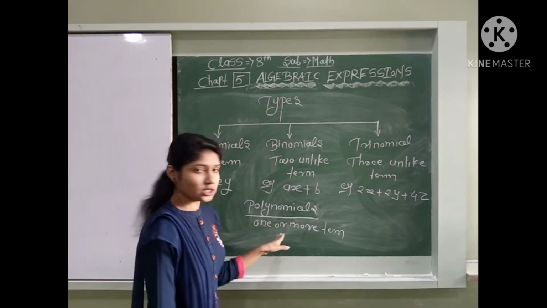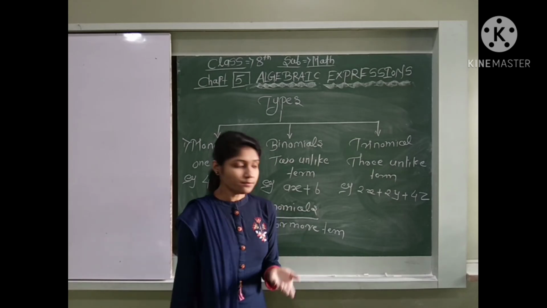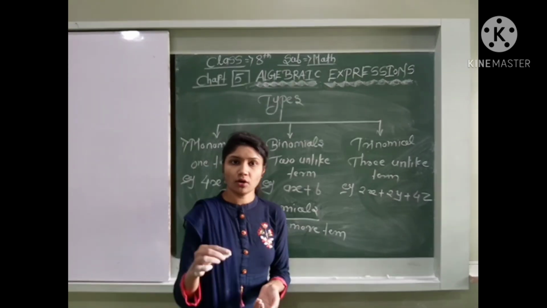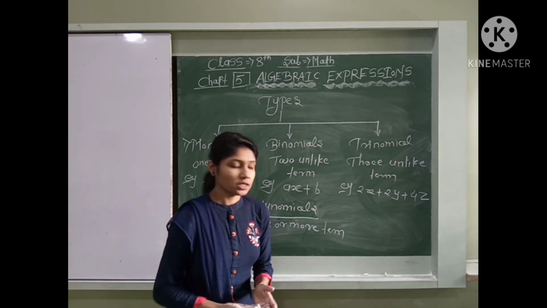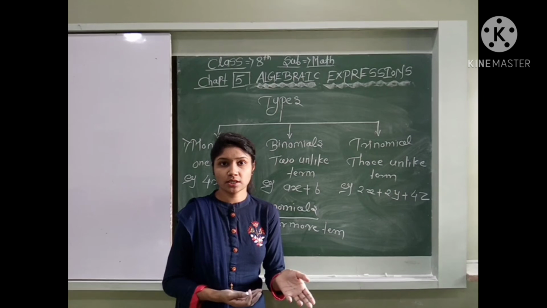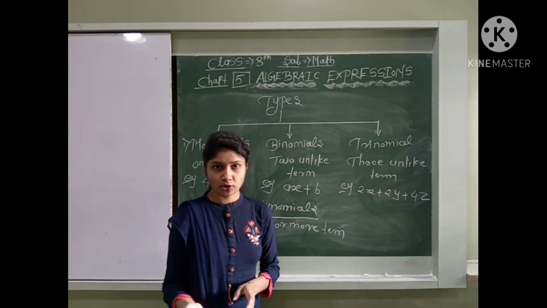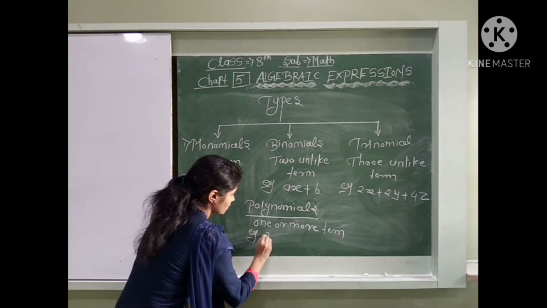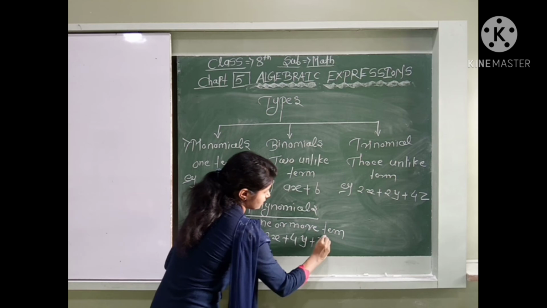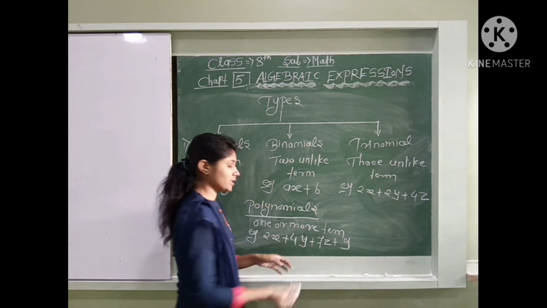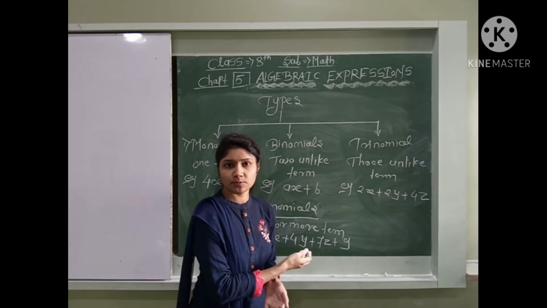Now the last one is the polynomial. Polynomial is also simple. It contains one or more terms, at least one or more than one. When the given expression contains one or more terms, then you have to say that the given expression is a polynomial. Example: 2x plus 4y plus 7z plus 9. How many terms? More than one. It contains four terms, so the given expression is a polynomial.